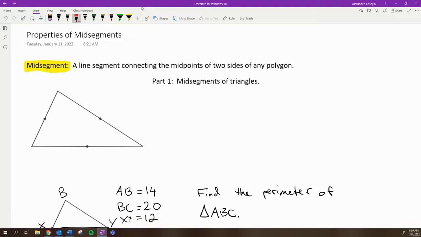So there's just one more topic that I wanted to go over in this particular unit on polygons, and it's the idea of a mid-segment. So a mid-segment, and you should write all of this down in your notebook. A mid-segment is a line segment that connects the midpoints of 2 sides of any polygon.